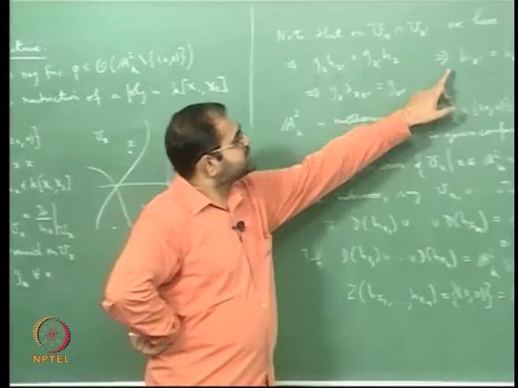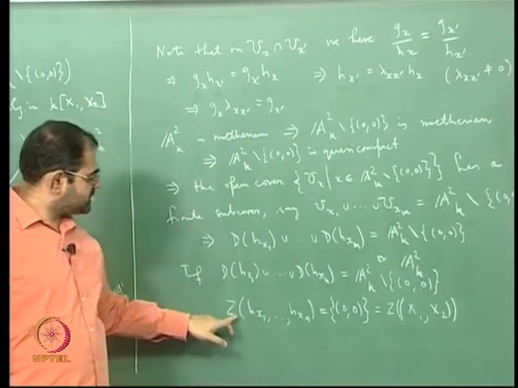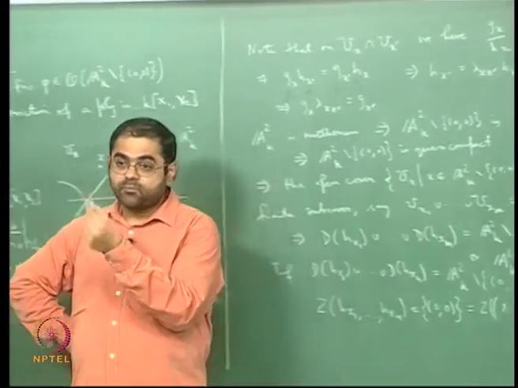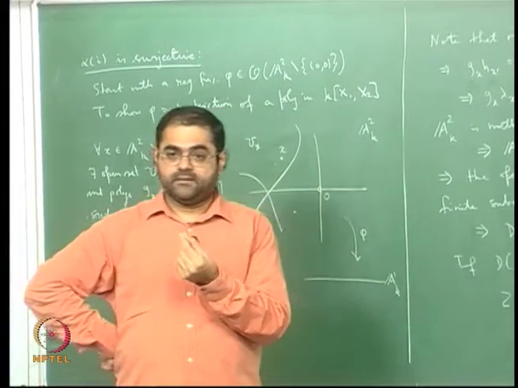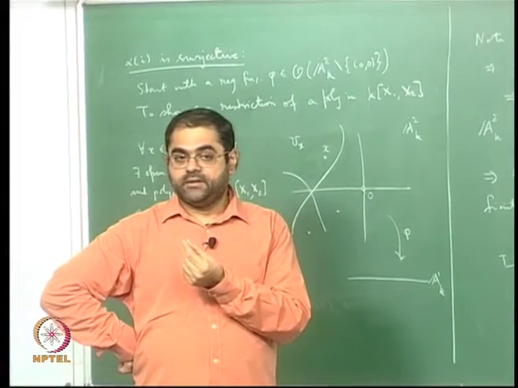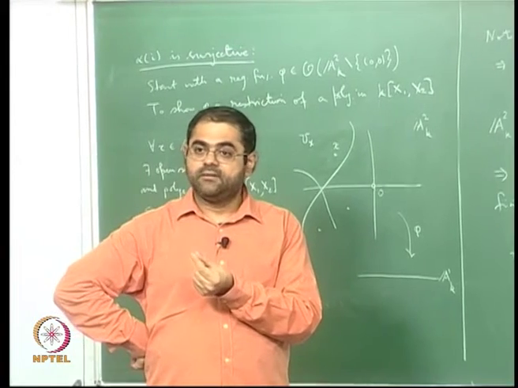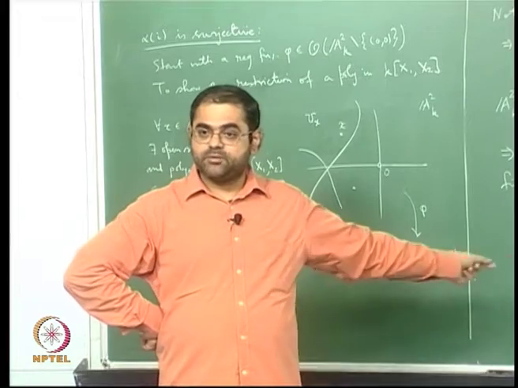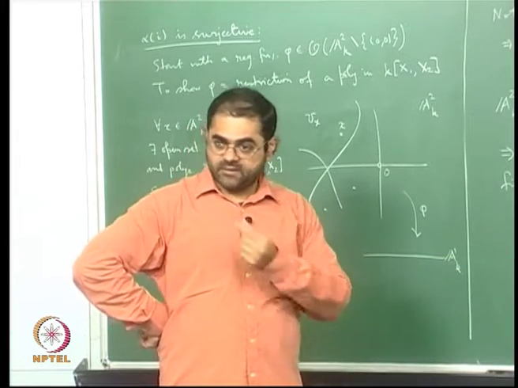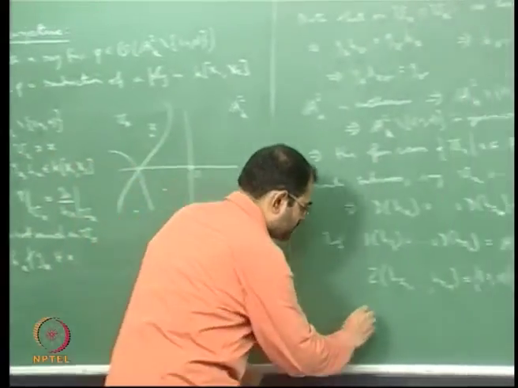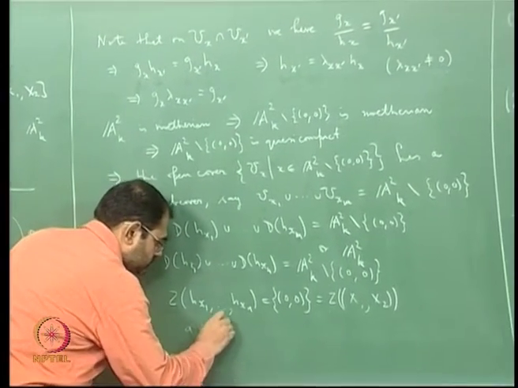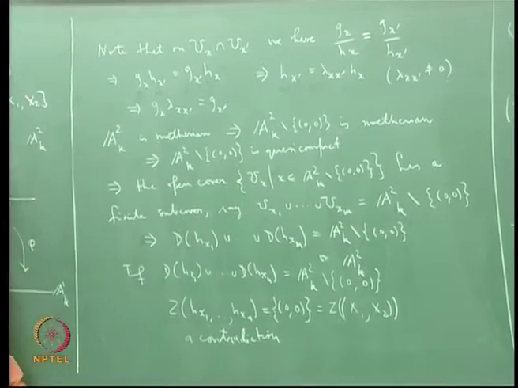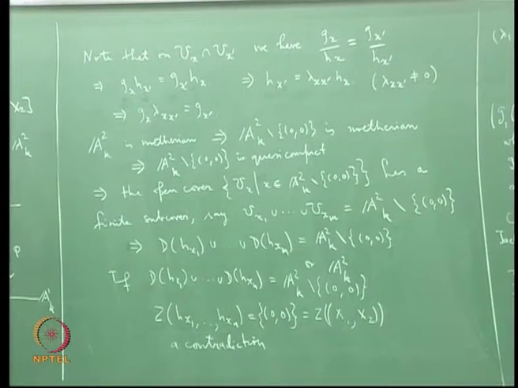So if all the h's are just multiples of one polynomial, then this is just the zero set of one polynomial, and you are saying the zero set of one polynomial in two variables is just a point. That cannot happen. The zero set of a polynomial in two variables has to be a union of hypersurfaces. So in this case it should be a union of curves, it cannot be a single point. So that is a contradiction. The zero set of a single polynomial in two variables cannot be a single point.